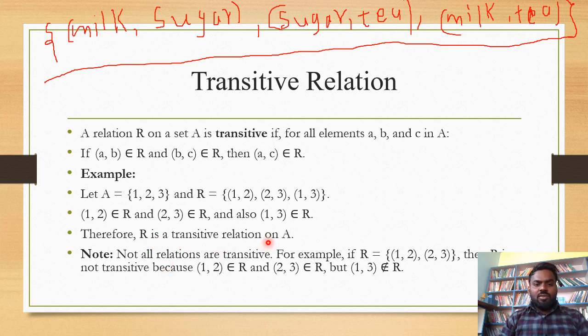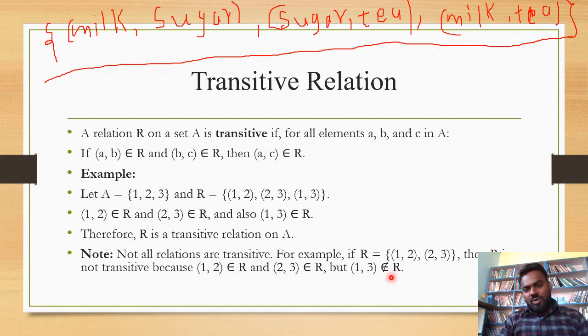In this way you can understand. With up to two elements, it is very easy to determine the transitive relation. But if you take three or four elements in a set, it will be very difficult to find the transitive relation, because we have to check every ordered pair of the relation whether it is transitive or not. So at the end I have written a note: not all relations are transitive.